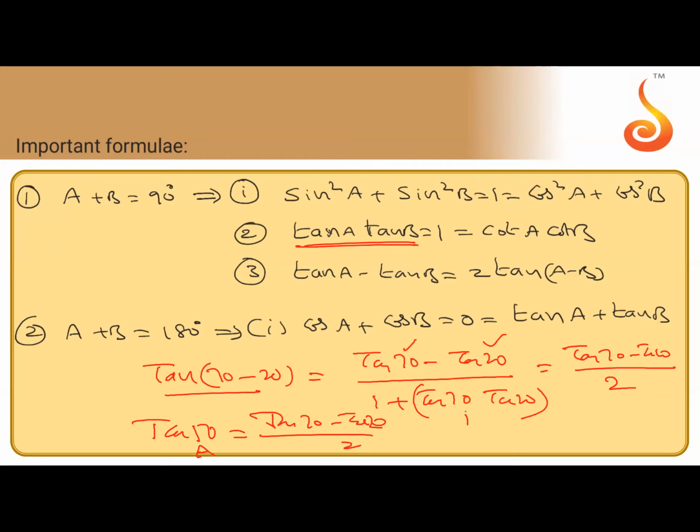The denominator, tan 17 tan 20, gives 1 because this value is 1 according to this property, and cross multiply to get the answer. That is the method of solving. Clear now? Okay, next question.